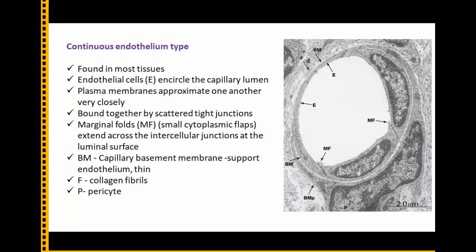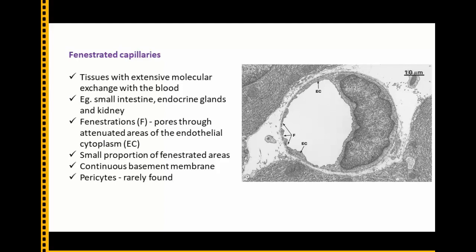The other one is fenestrated capillaries. There are small fenestrations. In these places you can see the capillary wall is not continuous. In tissues with extensive molecular exchange with blood, where you need extensive interchange function, you find this type, like small intestine, endocrine glands and kidneys.